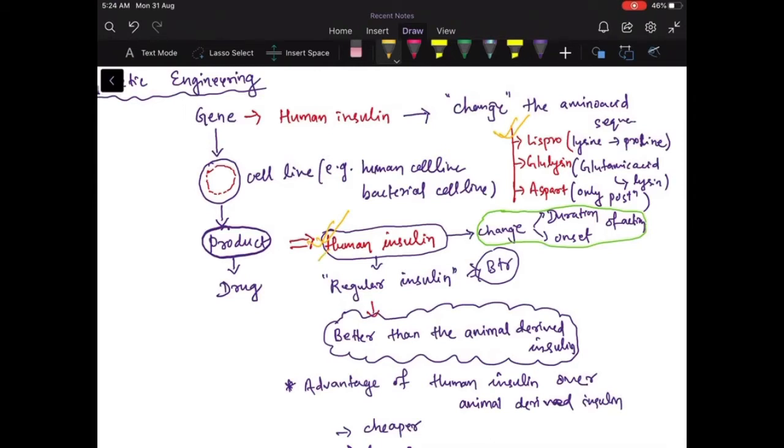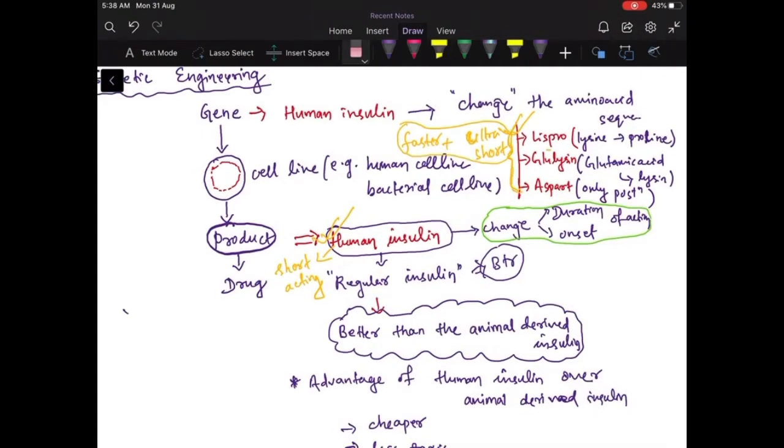This human insulin is short acting, while these three insulins are even shorter acting. That means ultra short acting and even faster. These three new insulins have advantages over regular insulin. Let us understand how.